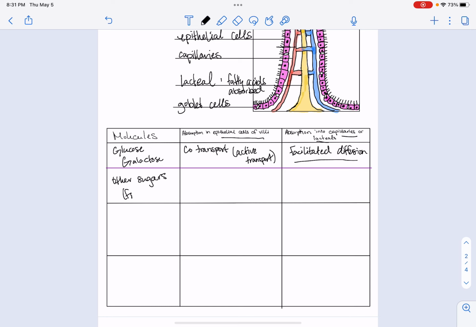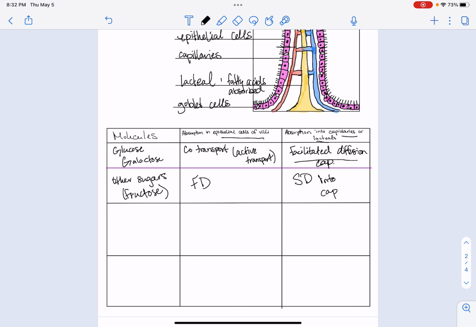Including fructose. We have facilitated, I'm just going to put FD for facilitated diffusion. And then absorption into the capillaries, I'm going to put cap because it's capillaries. This one is just simple diffusion into cap.